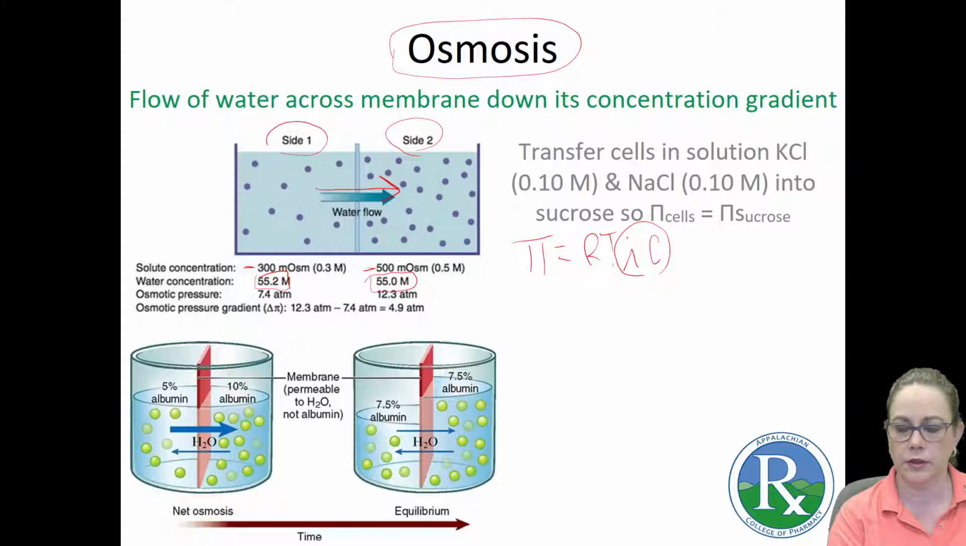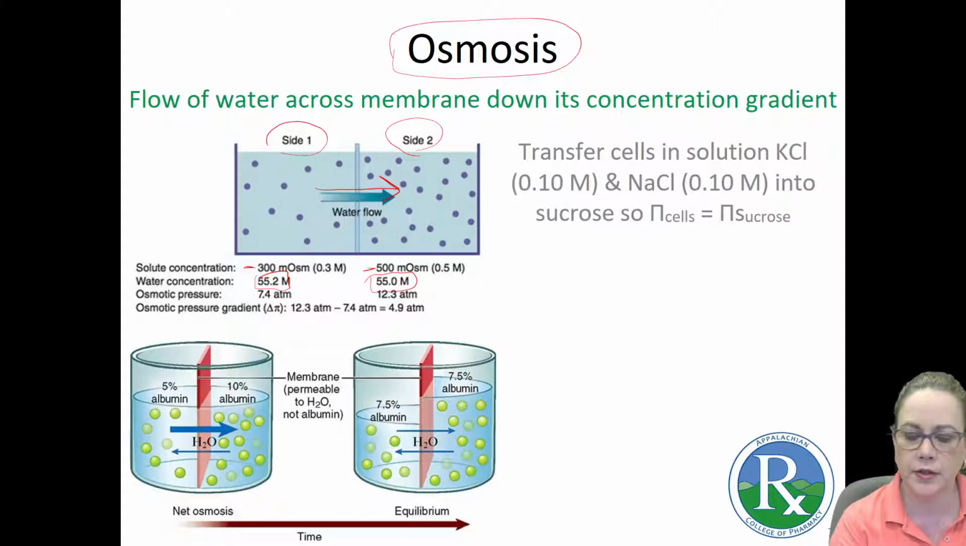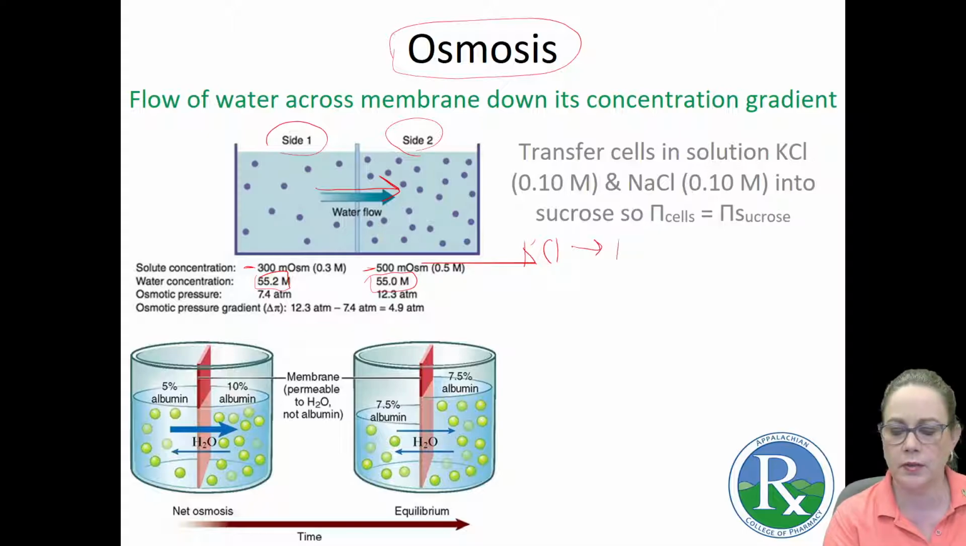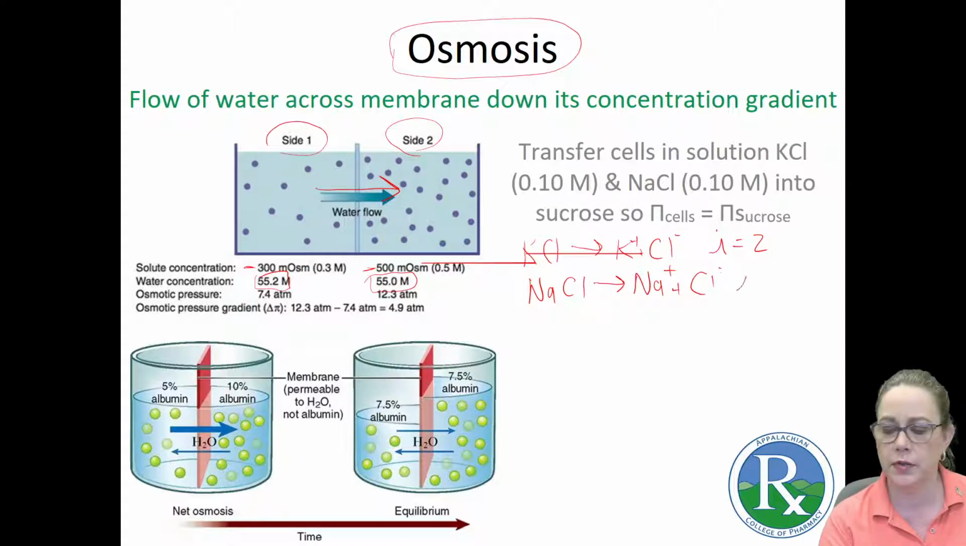All right, so I'm going to erase that for now. All right, so in this scenario, our KCl, when we put it in water, is going to dissociate into a potassium ion and a chloride ion. So that means our I is going to be equal to 2. With sodium chloride, we're going to go to a sodium ion and a chloride ion. So we have two different ions there. So again, our I equals 2.